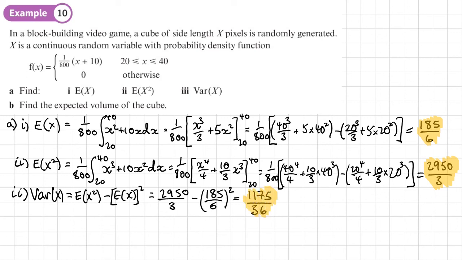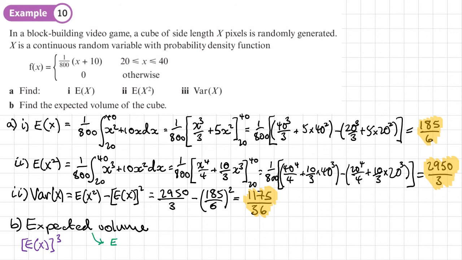So moving on to part B, we're asked to find the expected volume. Now it's tempting on this part to say, right, well, let's take the expected length and cube it to get the expected volume, but that would be incorrect. This is the expected length cubed. Think about how you would say this and how you would write it.